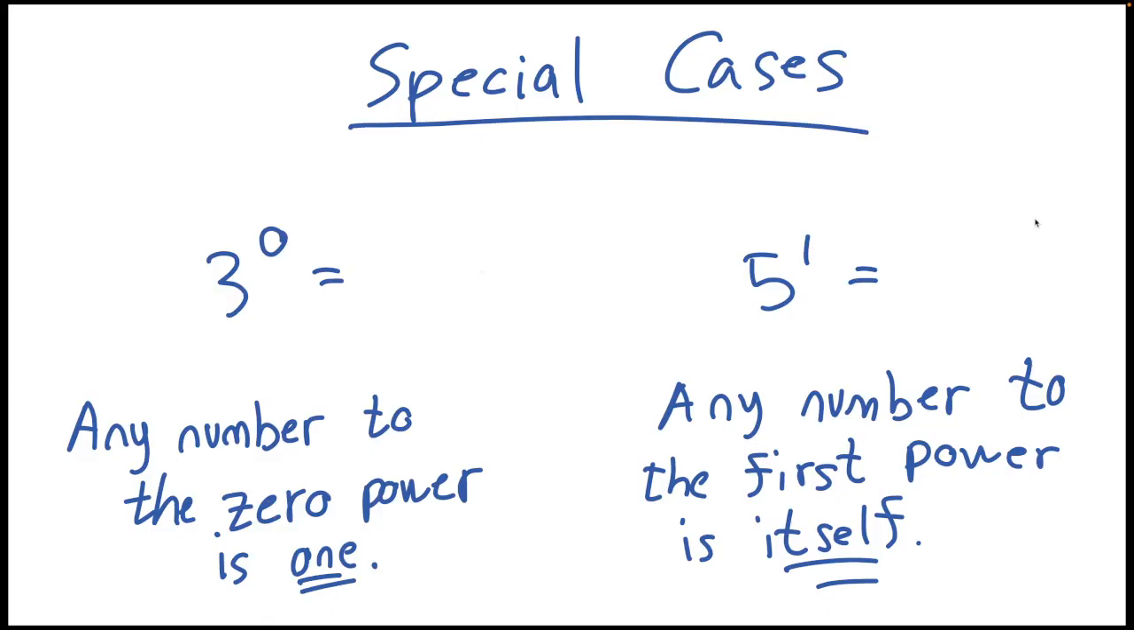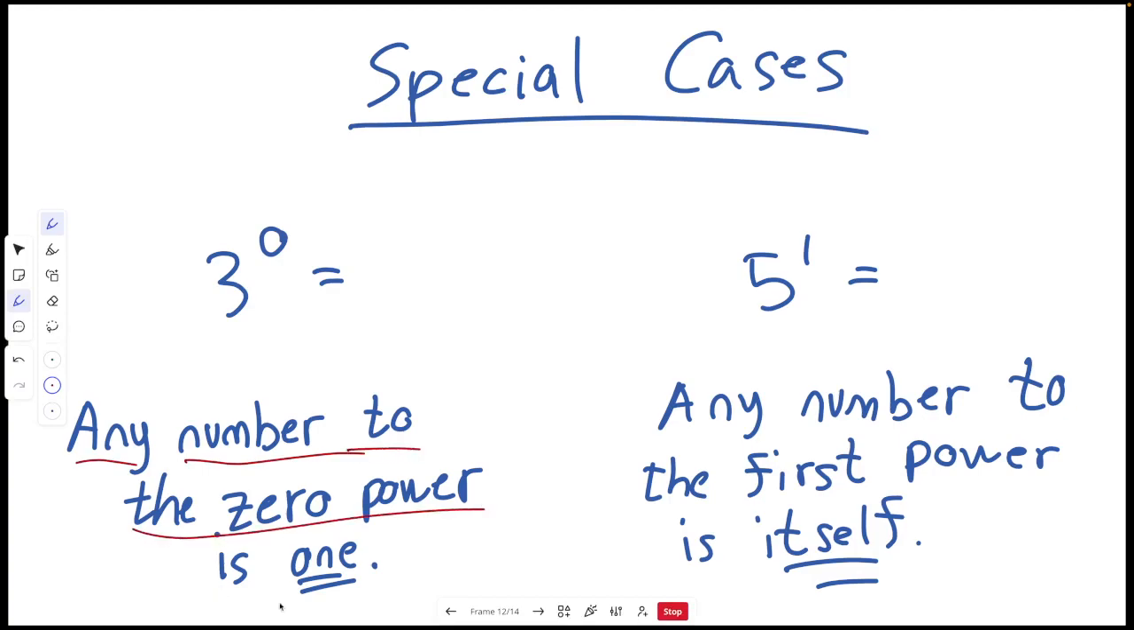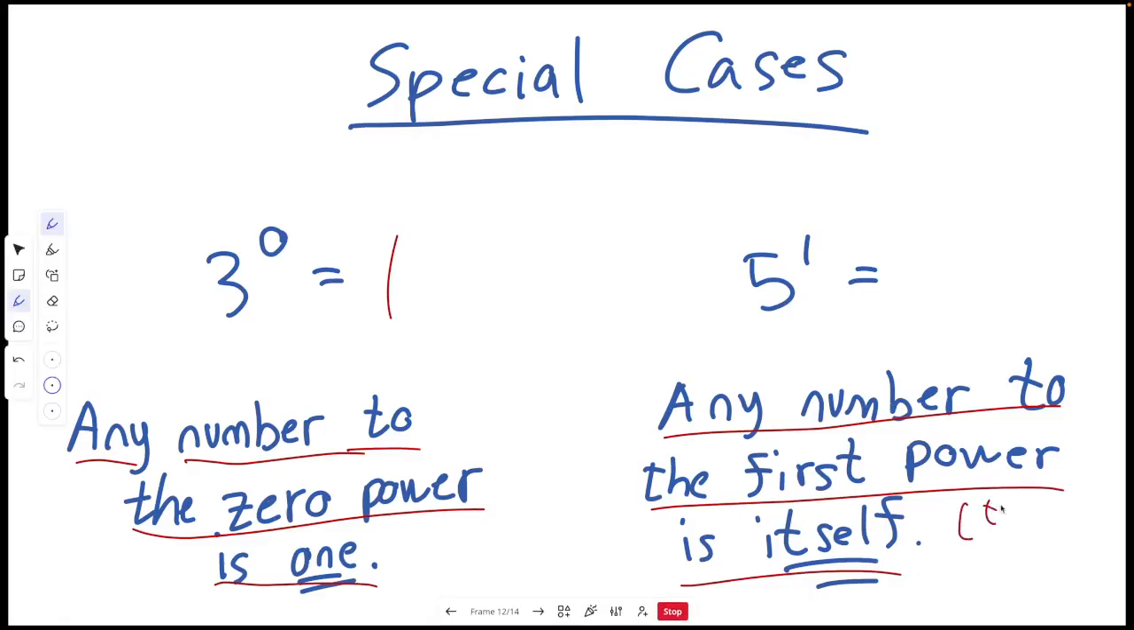All right, a couple of special cases here, special rules. The first one, over here on the left, and I wrote it in words at the bottom: any number to the 0 power is 1. So 3 to the 0 power, the answer is just 1. And for this one on the right, any number to the first power is itself. And what I mean by itself is, maybe we should say it's the base. So 5 to the first power is just 5. Final answer.